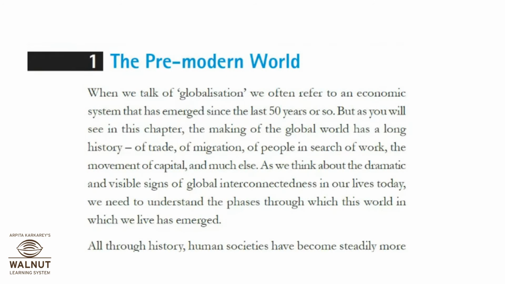When we talk of globalization, we often refer to an economic system that has emerged since the last 50 years or so. But as you will see in the chapter, the making of the global world has a long history of trade, of migration, of people in search of work, the movement of capital, and much else. As we think about the dramatic and visible signs of global interconnectedness in our lives today, we need to understand the phases through which this world in which we have lived has emerged.